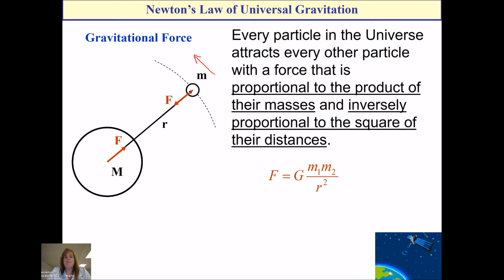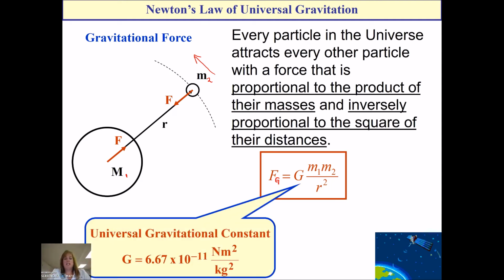The force of gravity, in fact, this gravitational force is equal to this constant G times the product of the masses, so we call that m1, we call that m2, divided by the square of their distances. Note that this distance is the separation between the centers of the masses. This G is a very tiny number. It's 6.67 times 10 to the negative 11th. The units are newton meter squared over kilogram squared. And you'll find this value on your equation sheet.